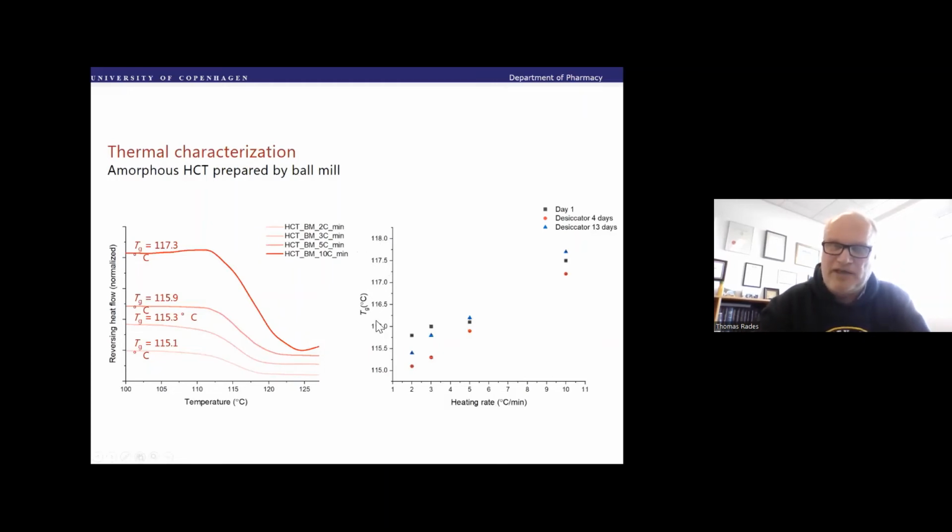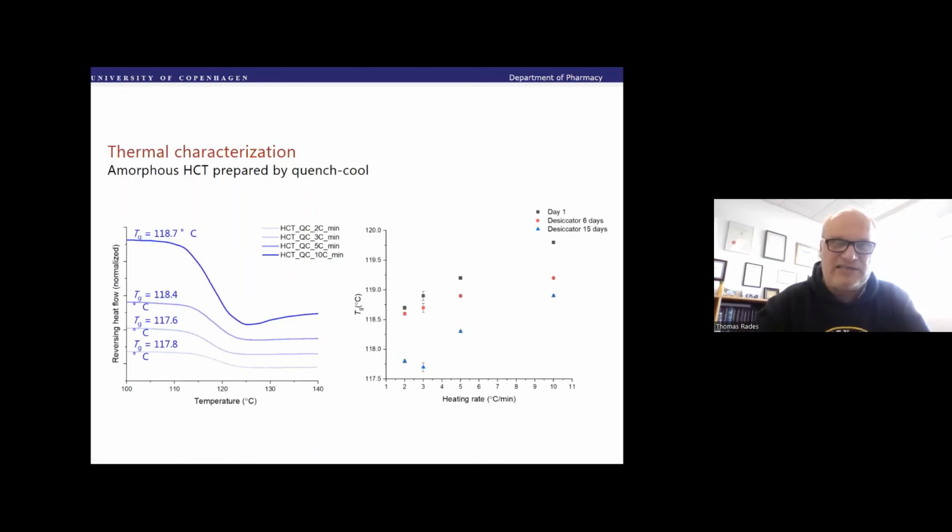So we have the expected behavior here for the drug prepared by ball milling, and we have also the expected behavior for the drug prepared by quench cooling. Please again note that this y-axis is very much spread out here, just a couple of degrees. But we see that an increasing heating rate leads to a higher glass transition temperature. This is what everybody would tell us.